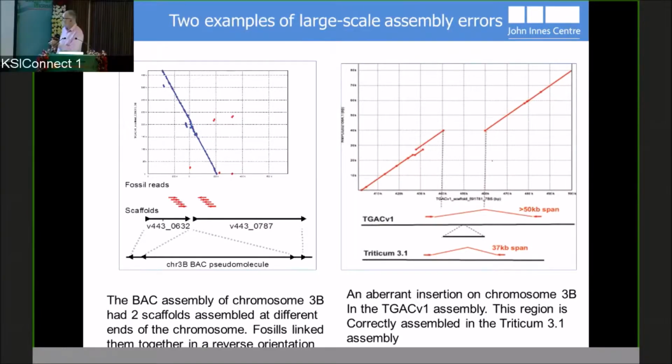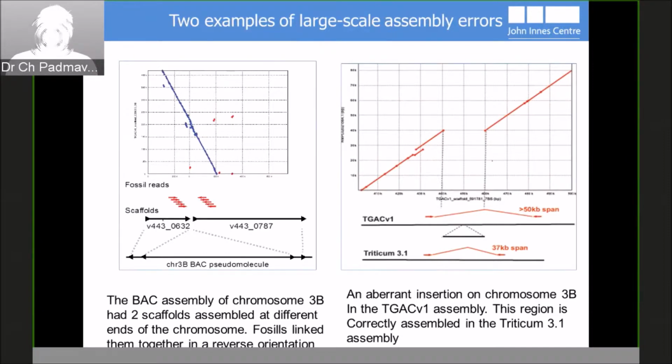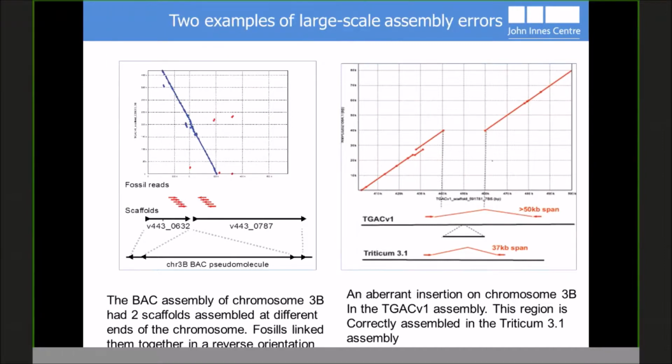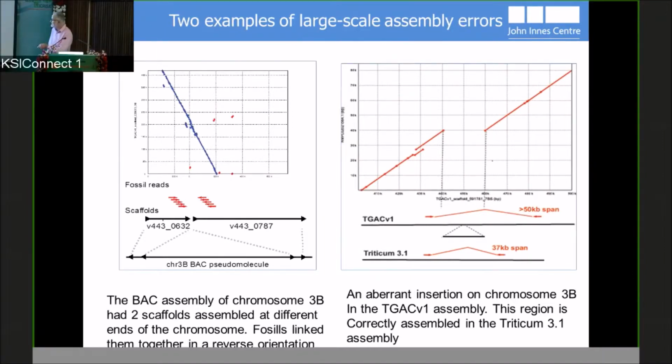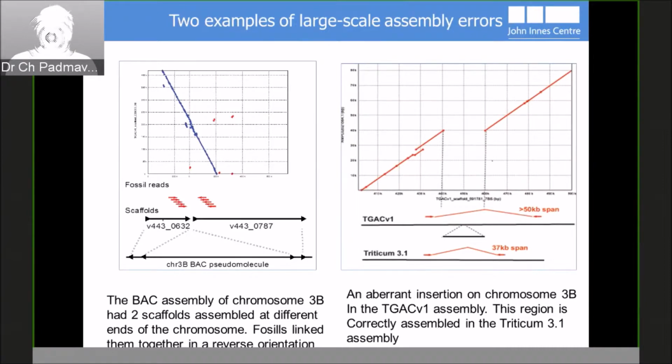So on chromosome 3B, there were two scaffolds that were put at the opposite ends of the pseudomolecule. Our fosmid matches showed that these actually belong together at one of these locations. And another one here, there is a TGAC version 1 scaffold, which the fosmid has a greater than 50 kb span. That means that there's an incorrect insertion in that assembly. And here you can see the same region from the PacBio assembly has got a 37 kb span, confirming this error.